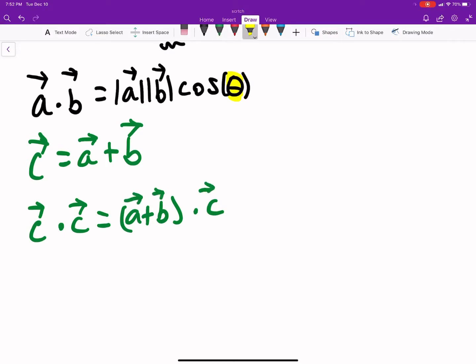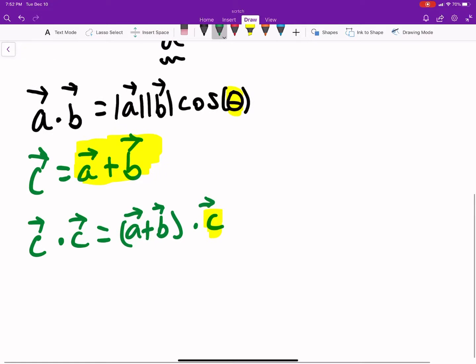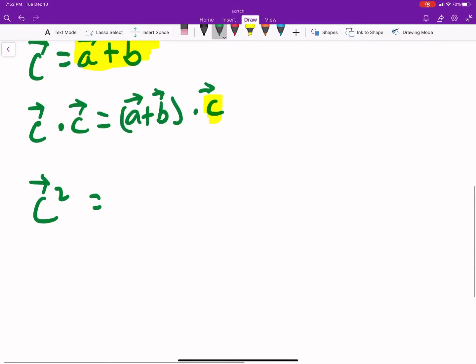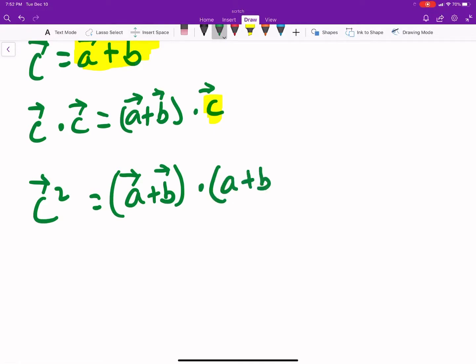But I'm going to do something kind of funny. I'm going to rewrite this C as just this, because they're equivalent. So there's no reason I can't do that, right? So we have C dotted with C, which is just C squared, is equal to A plus B dotted with A plus B.